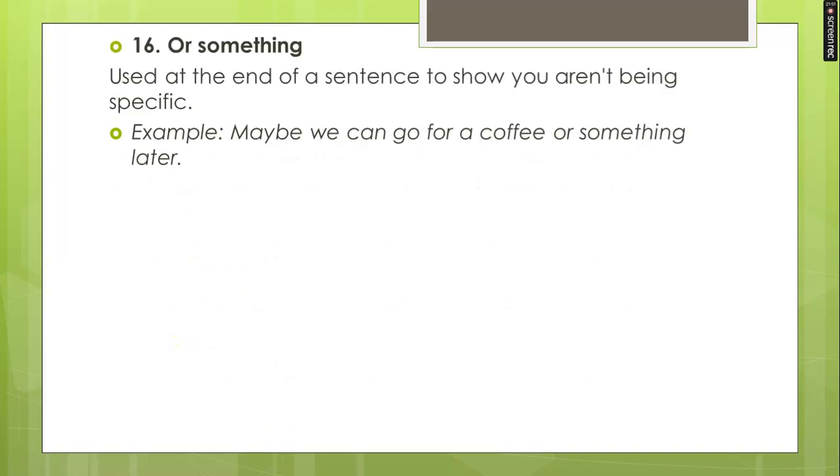You see, our 16th filler is "or something." This is used at the end of a sentence to show that you're not being specific. For example, we can say, maybe we can go for a coffee or something later. Maybe something else which is not a coffee, or just any other thing. Okay, or something.